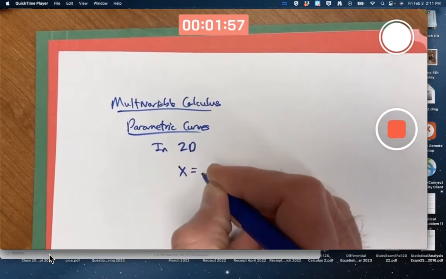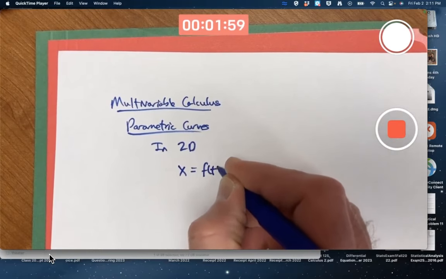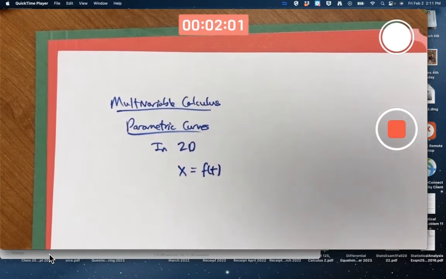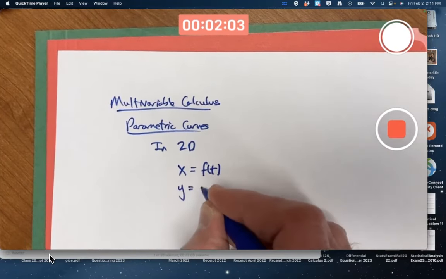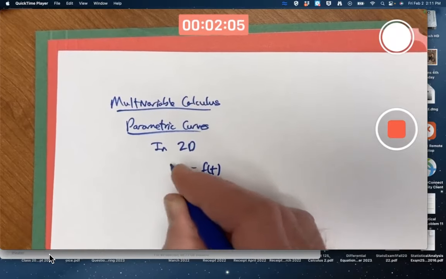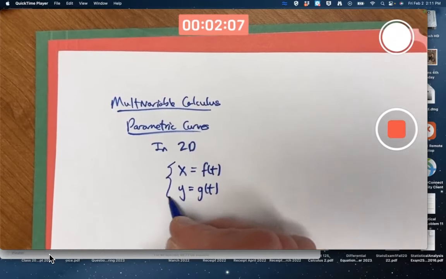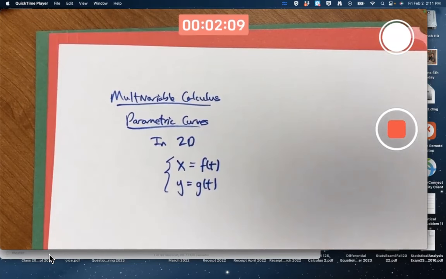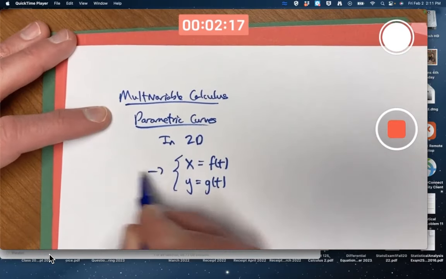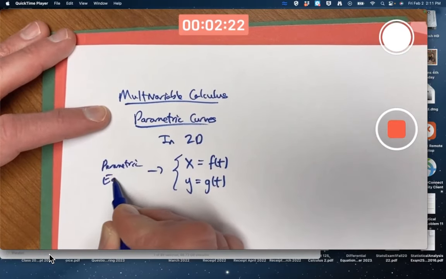X equals some function of time, call it f of t, and y equals some function of time, call it g of t. And you think of this as a system of equations, as a pair of equations that go together to define a parametric curve. These are parametric equations.